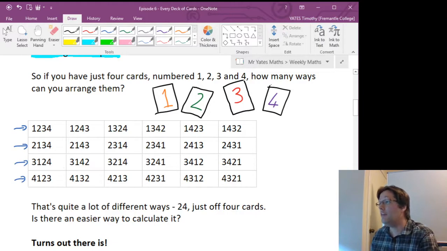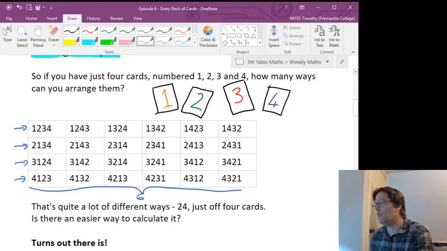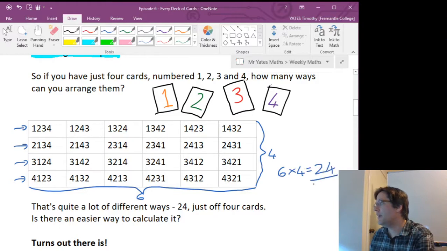And it turns out that depending on which card we lock in as our first one, there are 6 different ways that we can go across from that, or 6 different ways we can arrange our 3 remaining cards. And for 4 different ways that we can choose our first card, we multiply that together. Hopefully you shouldn't have too much trouble multiplying that, but it ends up being 24. So with just 4 cards, that's quite a lot of different ways.